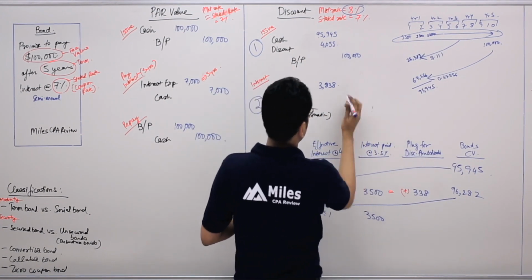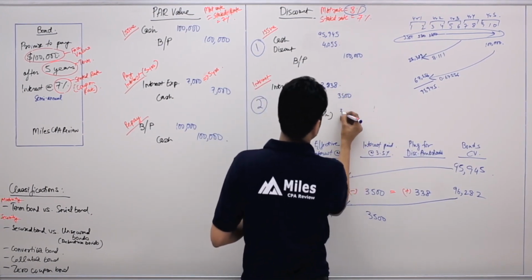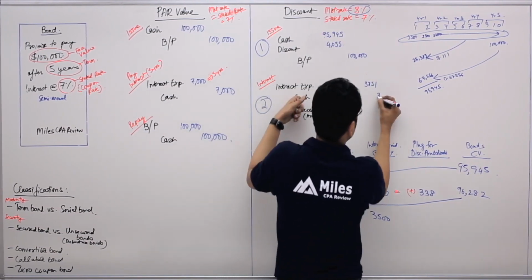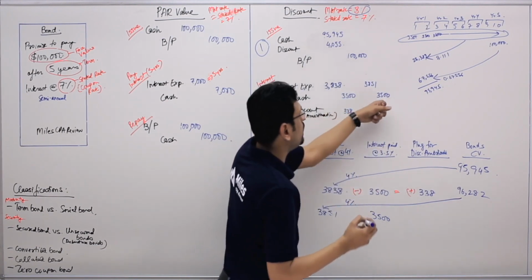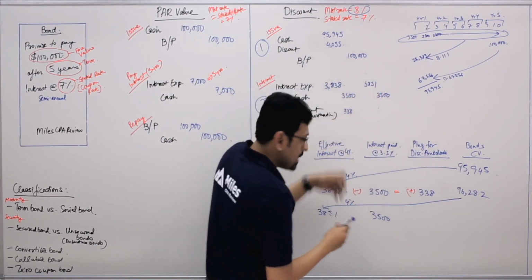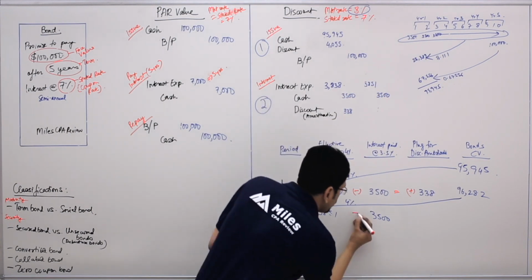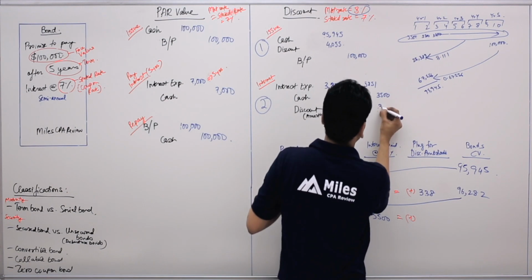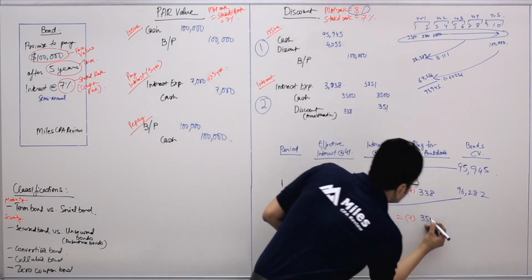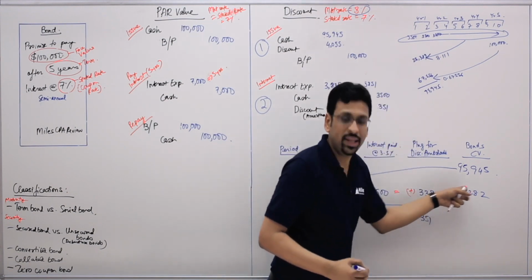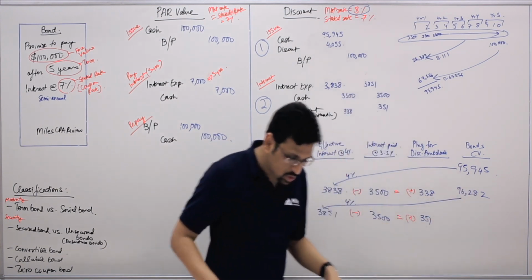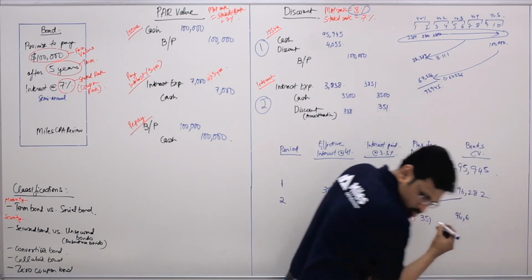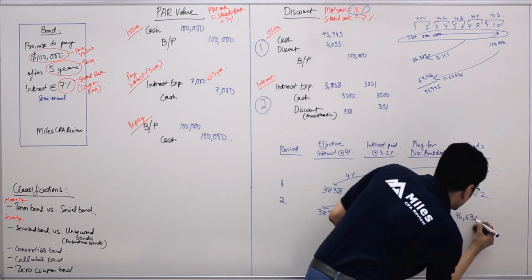Now, when I'm looking at the interest expense for the second period, how much is that? 3,851. So let me also create that here. 3,851. How much is paid out in cash? 3,500. What's the discount amortization? The difference, 3,851 minus 3,500, would give you a positive number of 351. So now you're going to add this positive number to 96,282 and you would get 96,634. Am I right? Yes, I am.